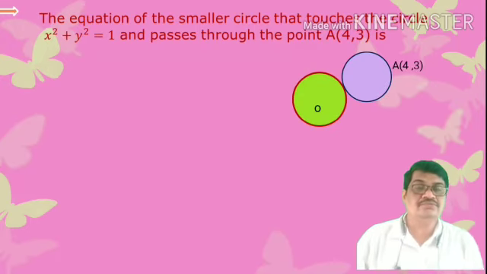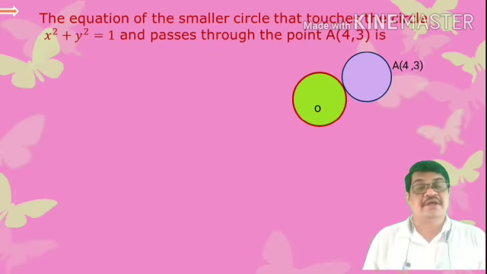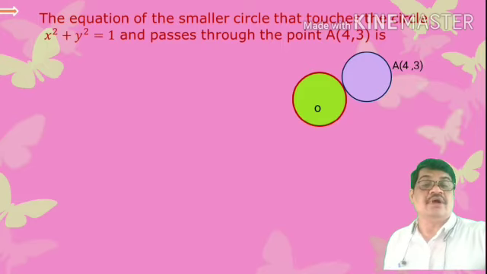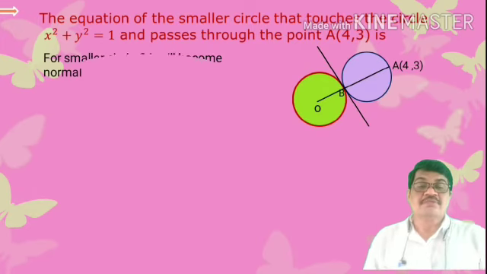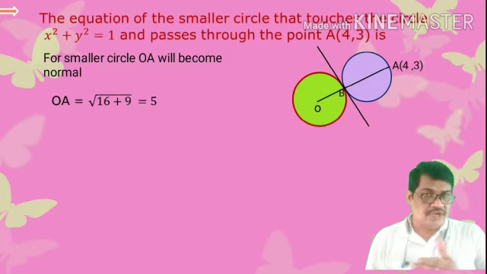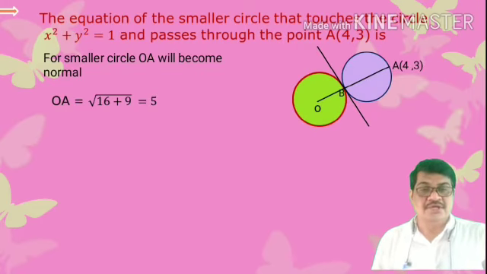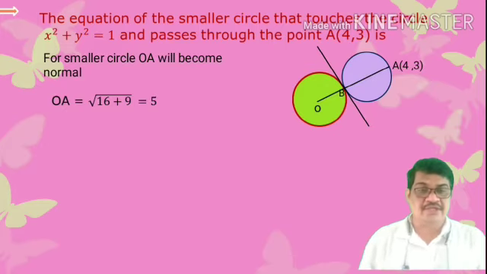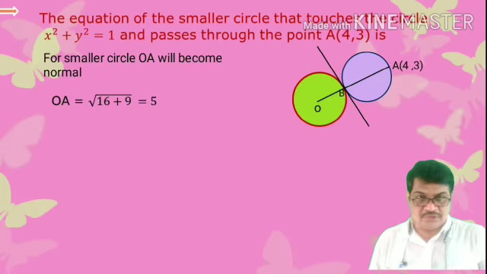So the required circle is passing through A of 4 comma 3 and touches the given circle x square plus y square is equal to 1. Now we have to find the circle equation. This is the concept here. Now see the diagram. For the smaller circle, OA becomes normal. So we have to find the smaller circle. So then this OA joins the center of the given circle and the given point A. This OA becomes a normal line to both the circles.